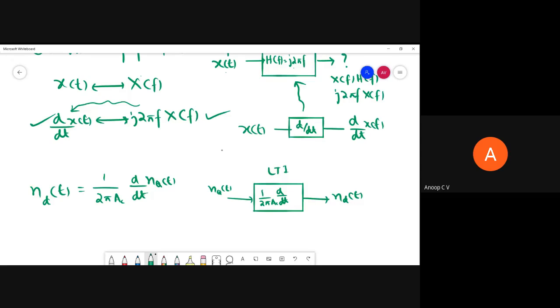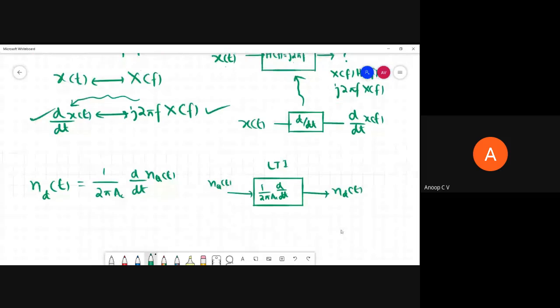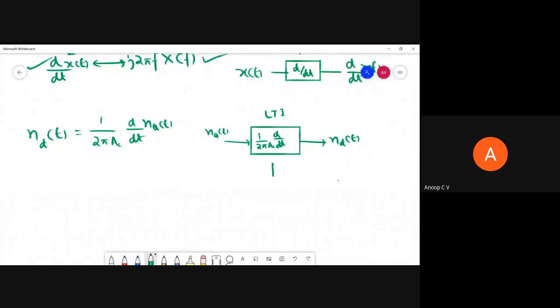So this is a constant, right? So in the frequency domain, that will also become a constant. But this d by dt becomes multiplication with j 2 pi f. If I convert this into the frequency domain, the 1 by 2 pi ac will give you 1 by ac as such, but this d by dt becomes j 2 pi f.